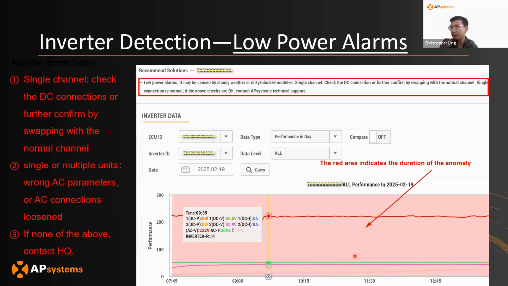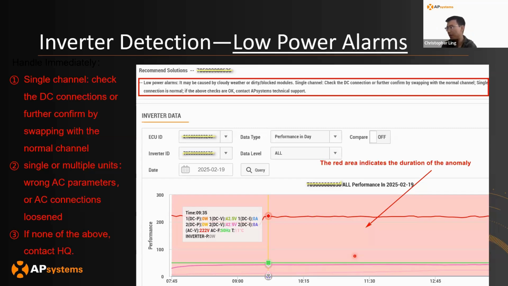And they're still beginning to do the link up. And then as they successfully link up, you can use your app, do a local connection to the ECU, and you'll be able to see the data of the microinverters pop up as the sun comes on and they begin to turn on.